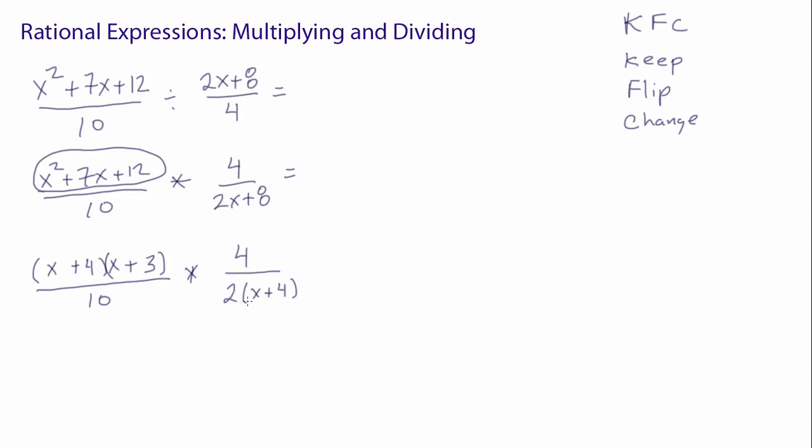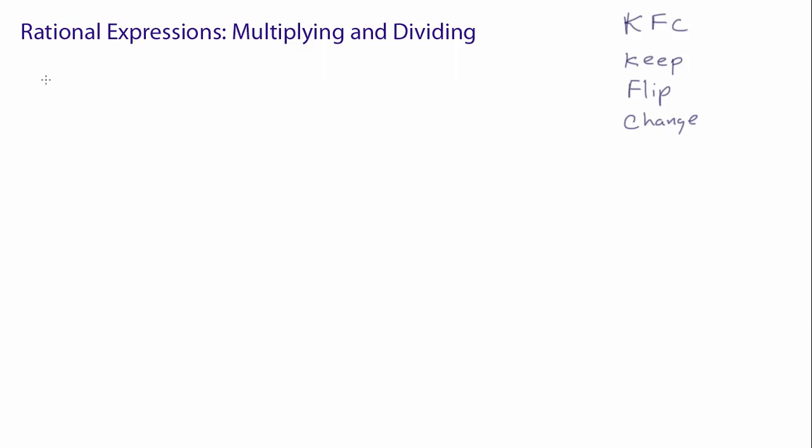And you notice that x plus 4, this binomial, this factor, is on the top and also on the bottom, so I can cancel. What else can I cancel? Well, 2 goes into 4 2 times, and 2 goes into 2 once. What else can I do? This 2 and this 10: 2 goes into 2 once, and 2 goes into 10 5 times. All right, so x plus 3 times 1 gives you x plus 3, all over 5 times 1, which gives you 5.